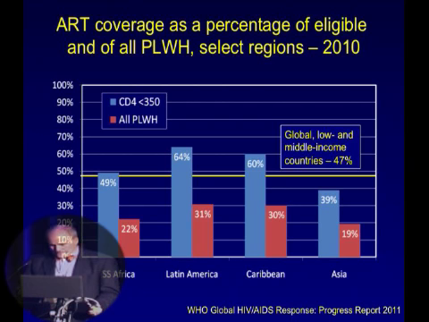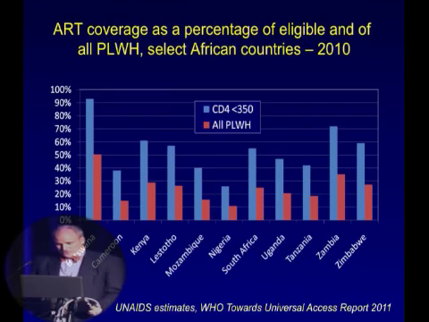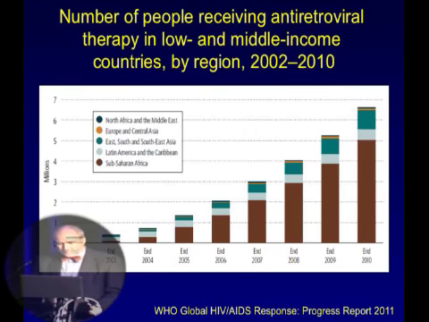So the glass is either 1/2 full or 1/4 full, and this just looks at some select sub-Saharan African countries and highlights some of the differences. Botswana with 93% coverage on the one hand, Nigeria with quite lower coverage on the other hand, and also highlighting that if you're talking about everybody, you're only about half of where you were if you're just focusing on those with CD4 counts less than 350.